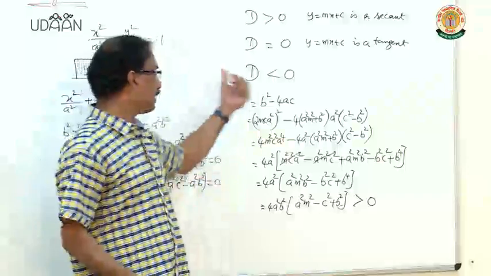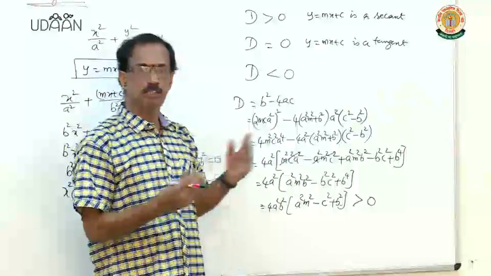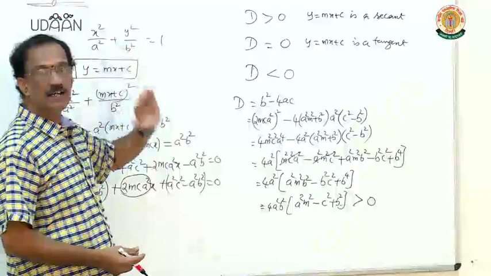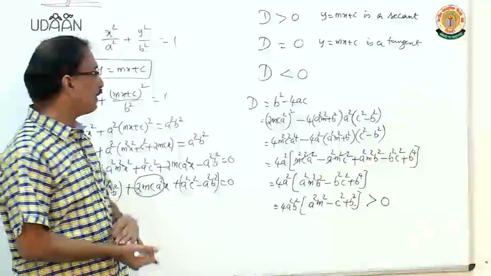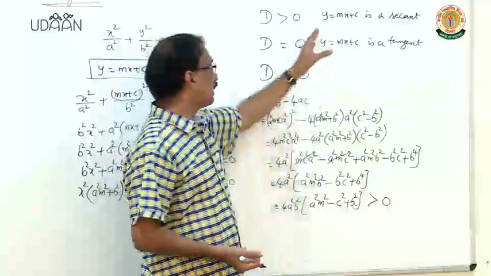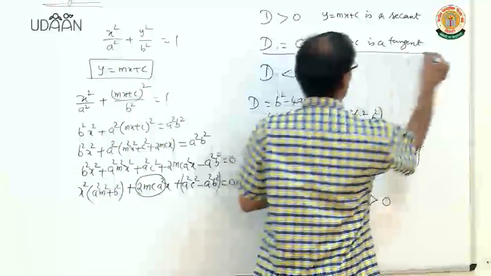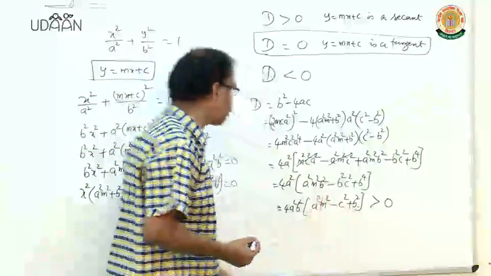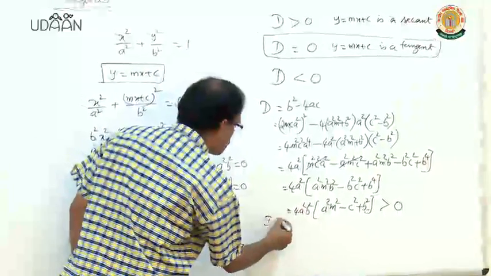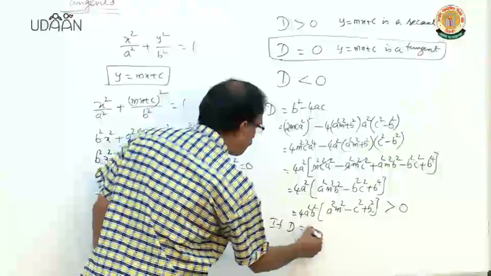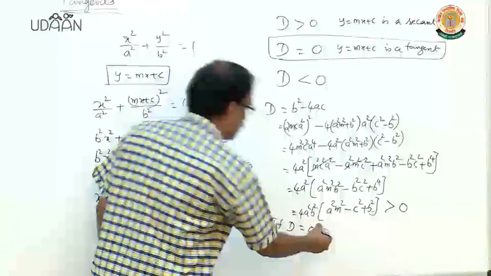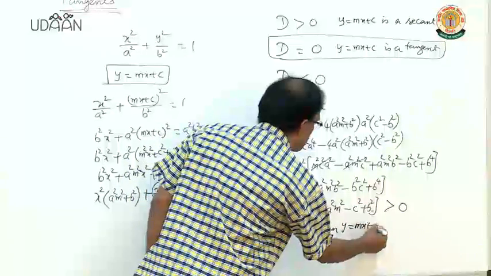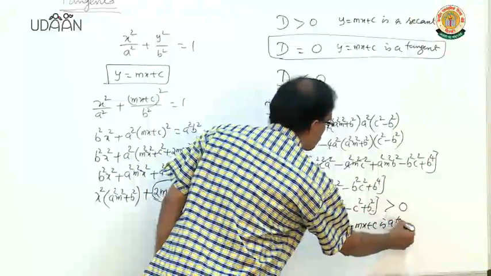And if D is less than 0, that means there is no connection between the ellipse and the line. Now, what is the condition here to be a tangent? From this we will be able to get that. So if we equate to 0, if D equal to 0, then y equals mx plus c is a tangent.